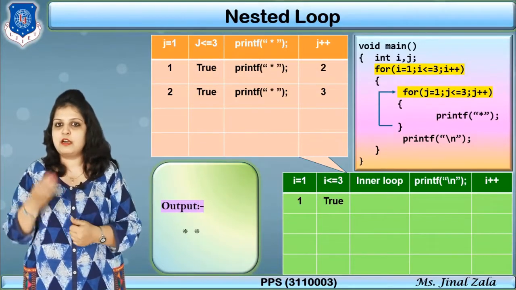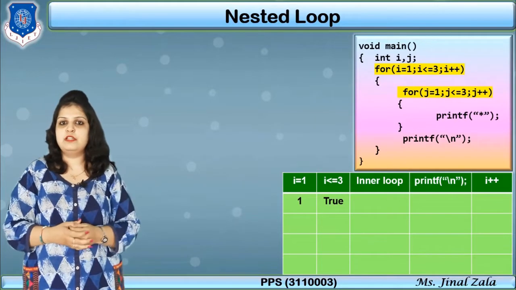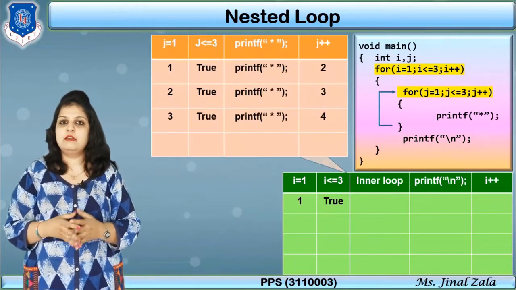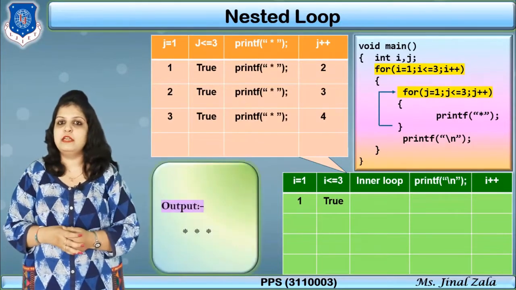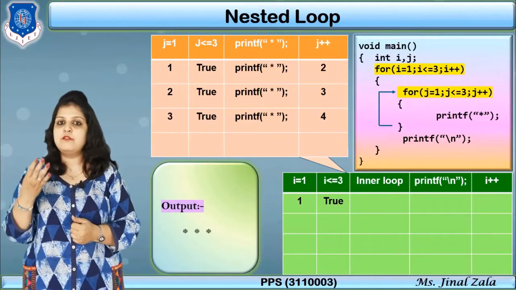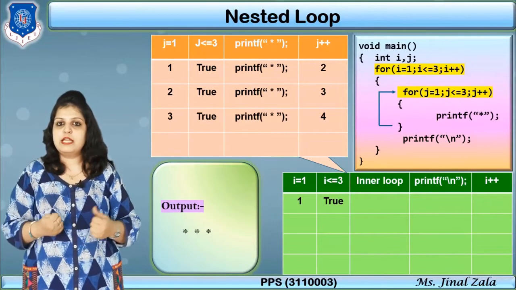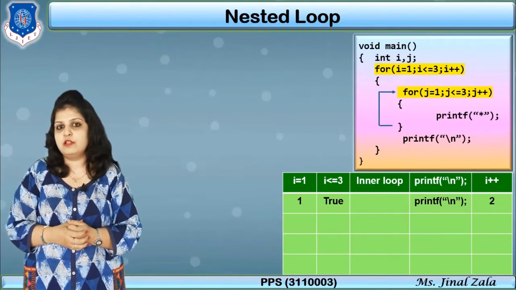So next j becomes 3, and check for the 3. So 3 less or equal to 3, condition true. So again printf star will be executed, meaning the third star will be printed here, and next j will be incremented. Now j becomes 4. Again check the condition. Now 4 less or equal to 3, condition true or false?